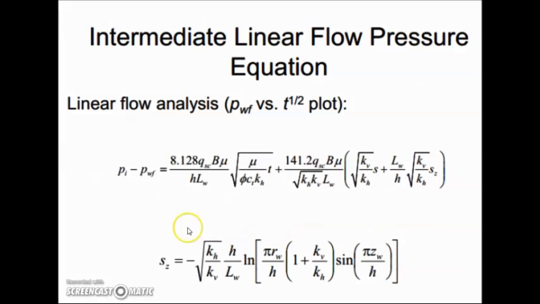Now we move to the intermediate linear flow pressure equation. From the linear flow analysis, the P_wf versus square root of T plot, we find these two equations. P_i minus P_wf is equal to this equation, and we can find S_z at the back here. When we make S_z the main component, we find this equation for finding S_z. So these two equations are the intermediate linear flow pressure equations. Thank you.